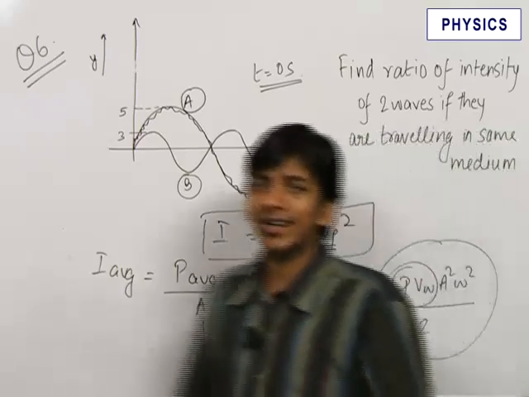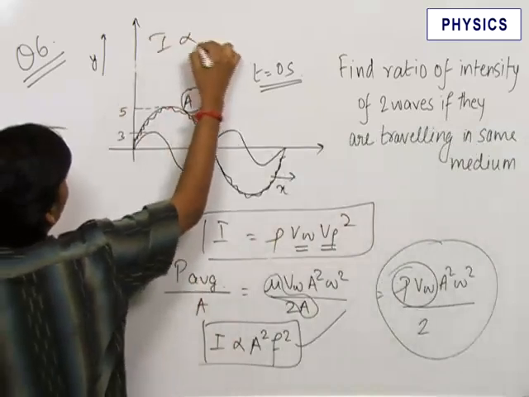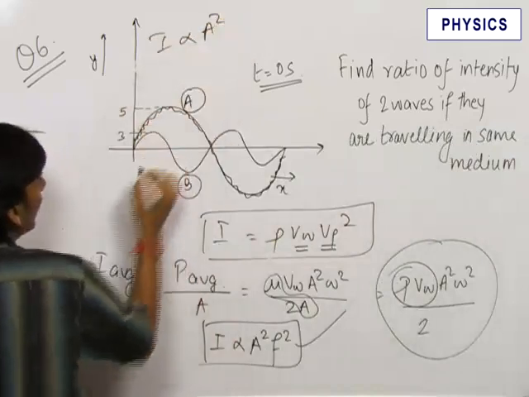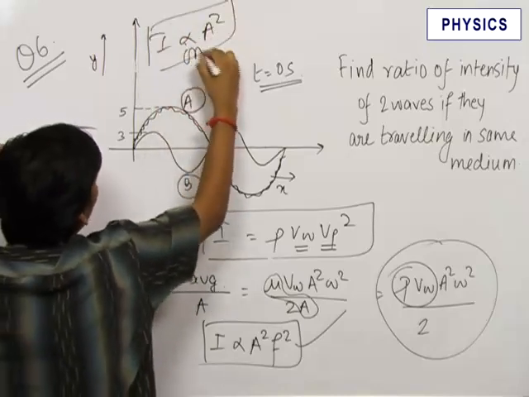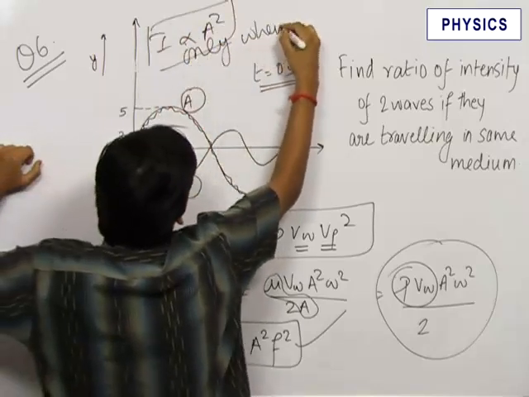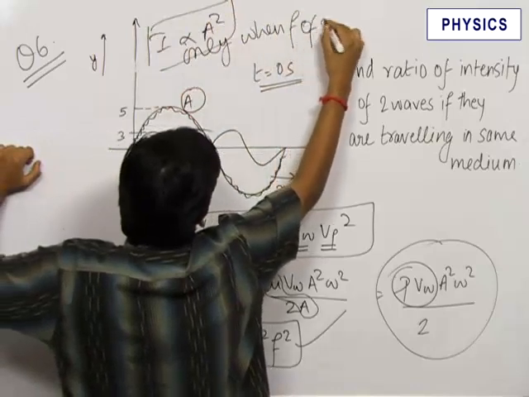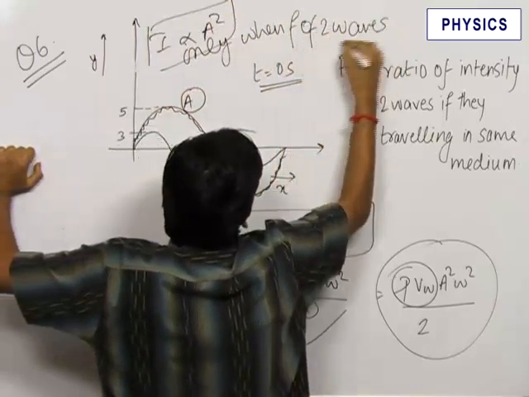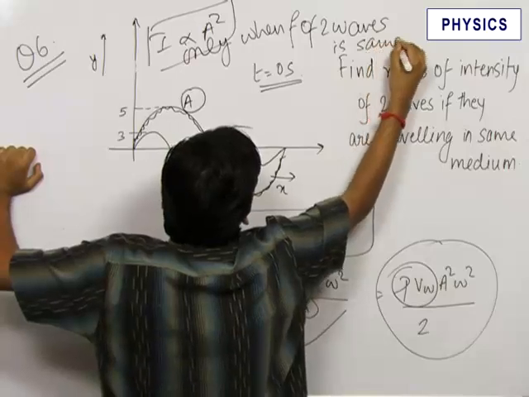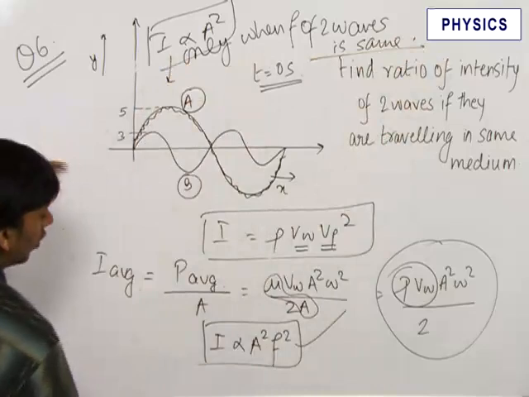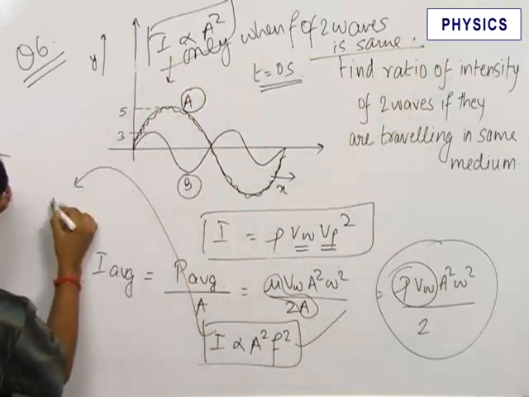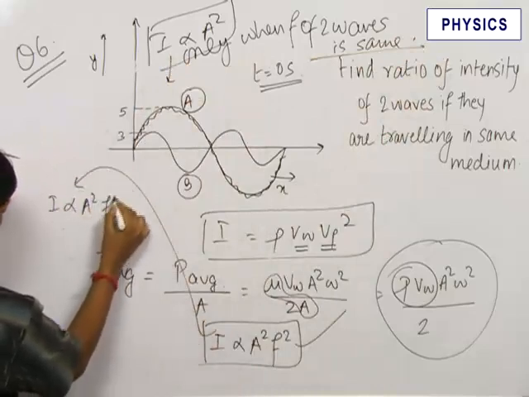Generally what do students write is that they directly write intensity is directly proportional to A square, and they solve the question using that and they get the wrong answer. Why? Because this is true only when frequency of two waves is same. Which is not the case over here. Therefore we cannot use this formula now. What we ought to use now is intensity is directly proportional to A square F square.